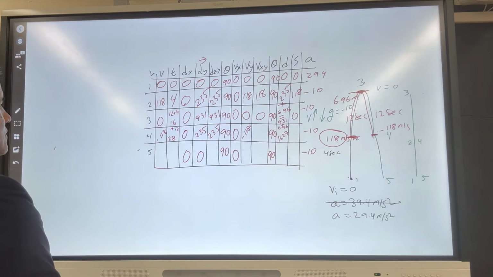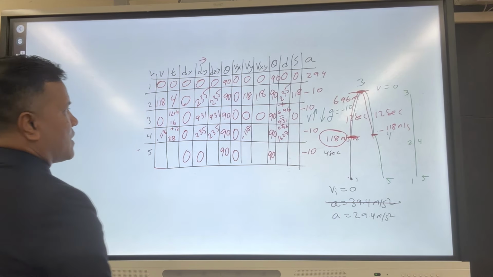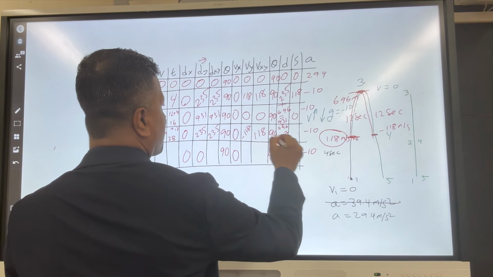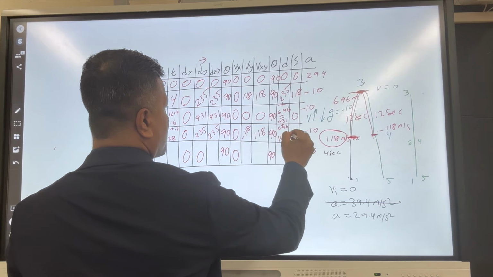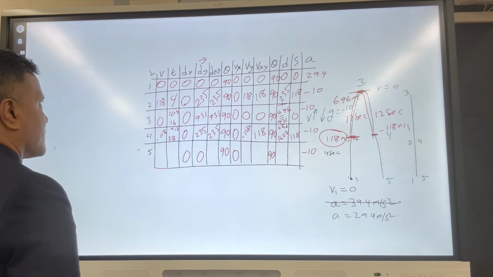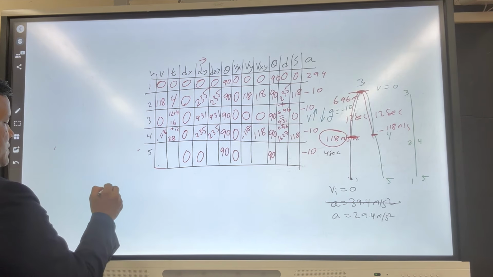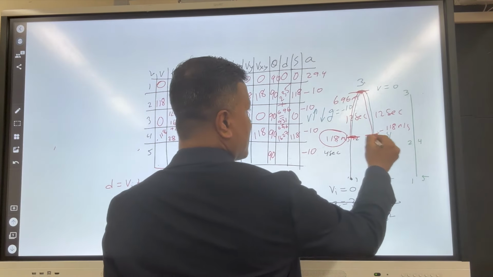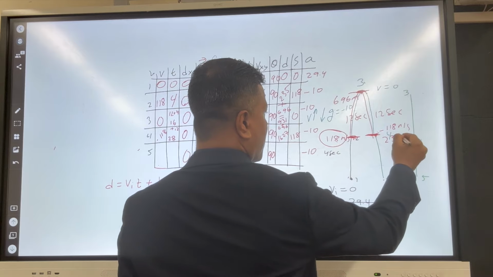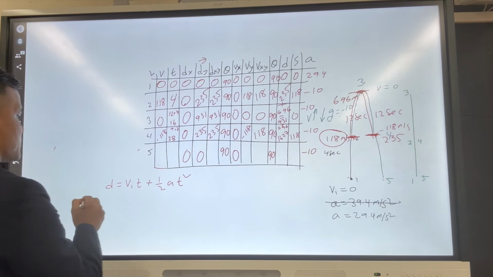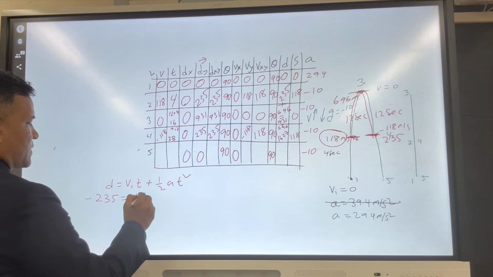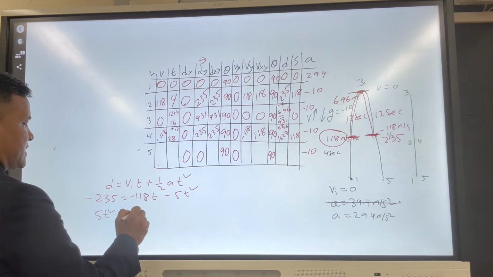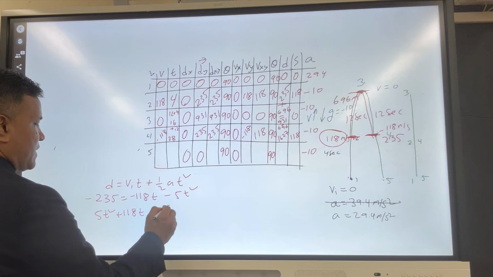The time at location 5. Vxy is 118, and the speed is also 118, because the speed and Vxy are the same thing here. Velocity at location 5: d is equal to vit plus half at squared. The distance from here to here is 235, and you look down, so it's negative 235. Negative 118t minus 5t squared. So 5t squared plus 118t minus 235 is equal to 0.